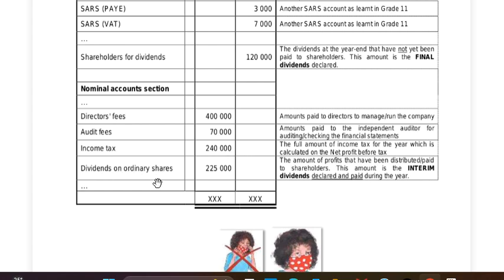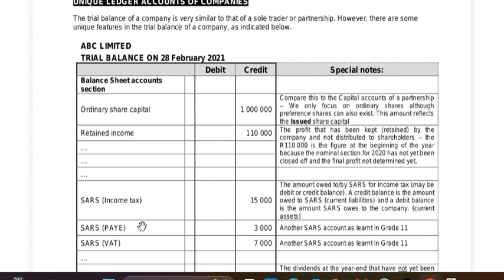And then we have dividends on ordinary shares. Dividends on ordinary shares are the amount of profits that have been distributed or paid to the shareholders. So this amount would be the interim dividends because they have been declared and paid during the year. Those are the new accounts. These are what's under the nominal account section, and this is what's under the balance sheet account section.